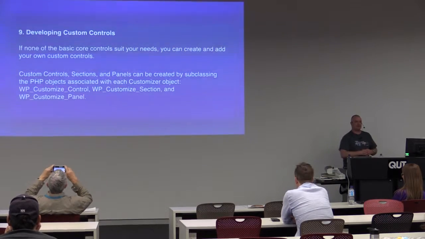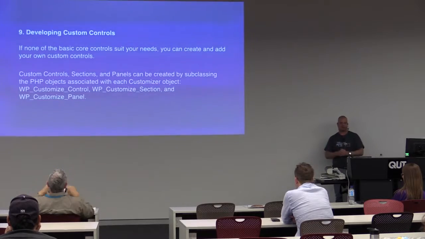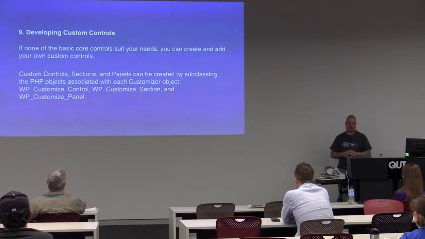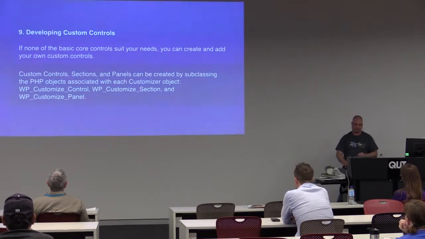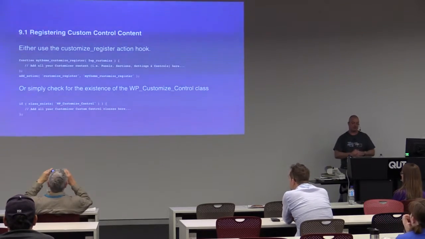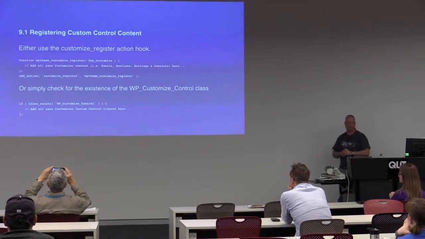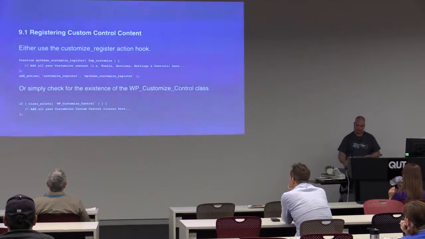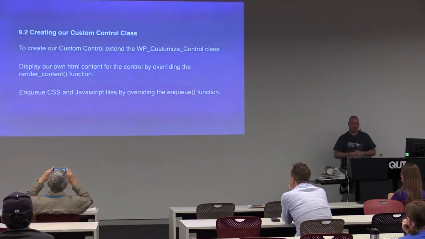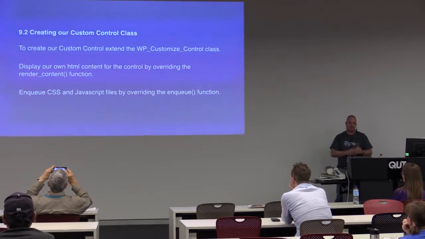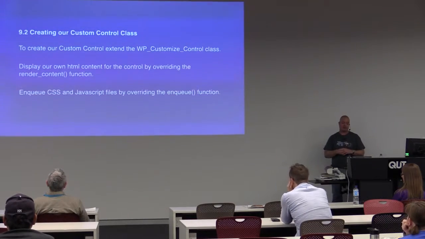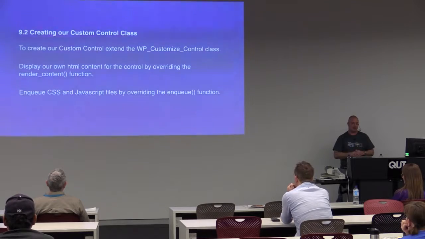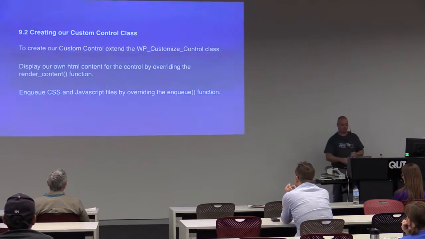If you're not satisfied with any of the built-in UI controls, you can actually create your own custom controls. When registering custom controls, you either use the customize_register action hook, or you can simply check for the existence of the WP_Customize_Control class. So to create our custom control, you extend the WP_Customize_Control class. You can display your own HTML content for the control by overriding the render_content function. And you can also enqueue your CSS and any JavaScript files by overriding the enqueue function.